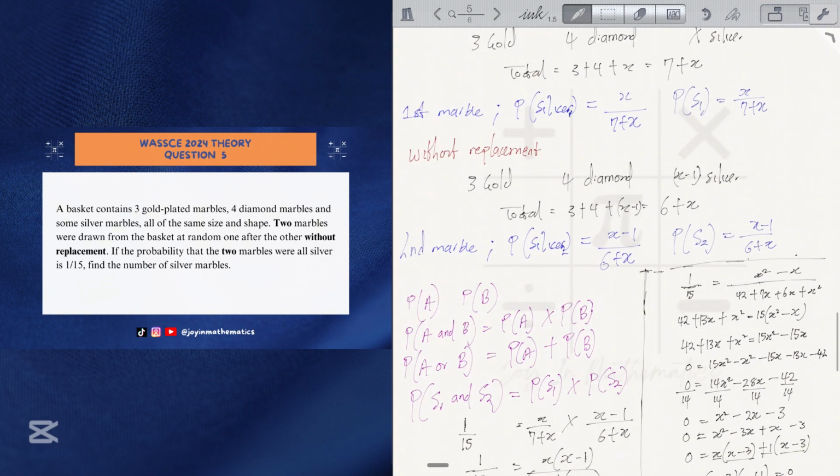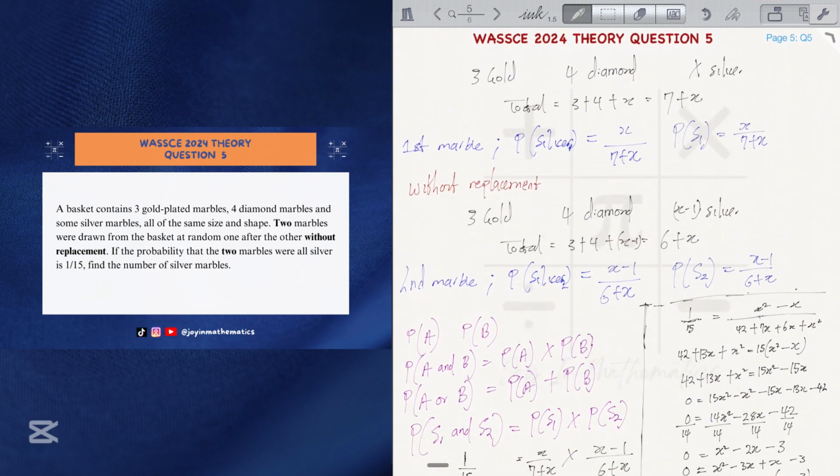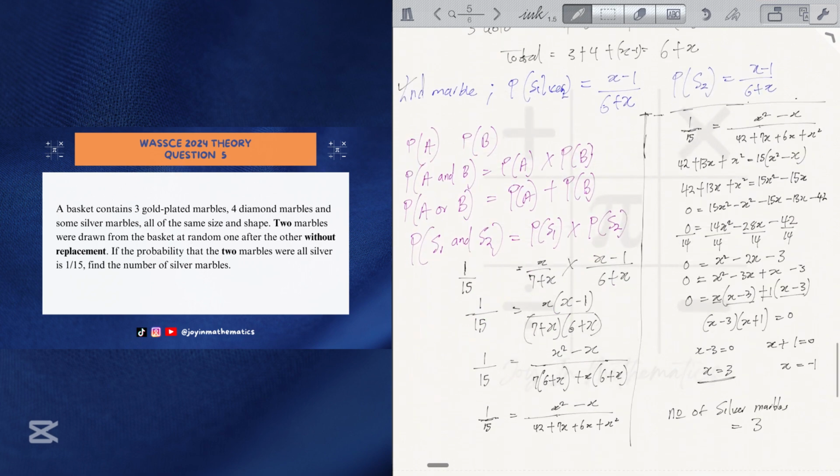So remember, we started with the initial numbers of the gold, diamond, and silver to evaluate the first probability. When it went on without replacement, the number of silver reduced by 1, and the probability will be x minus 1, divided by the total, which is 6 plus x. Then we apply the principle of probability of and or. In this case, we are using and, so we just multiply the two probabilities together. We add this expression which we brought here, and we found the value of x.